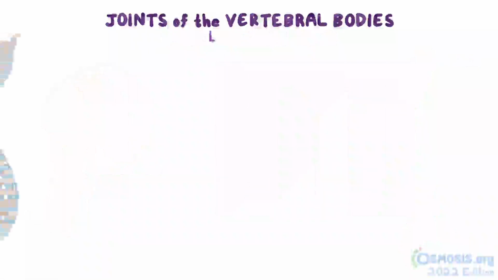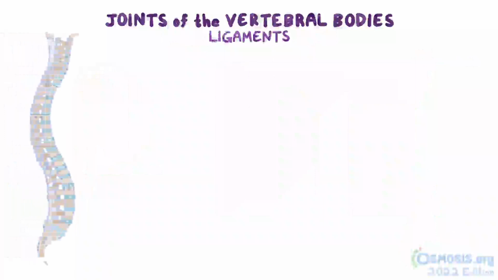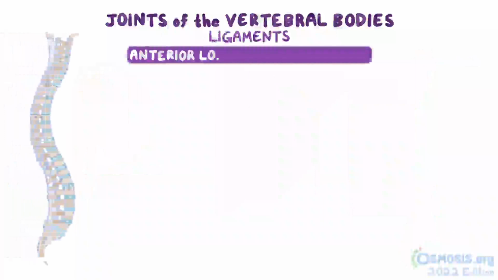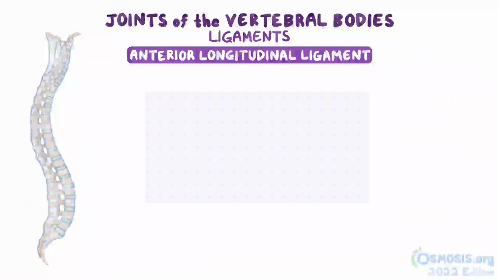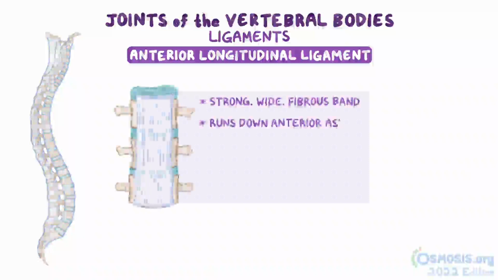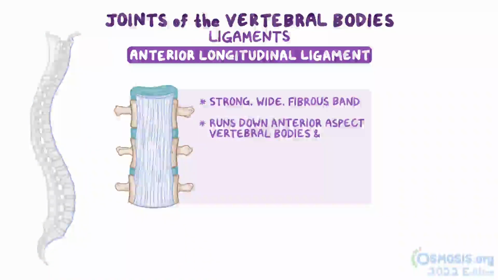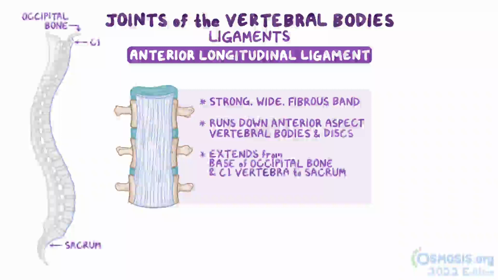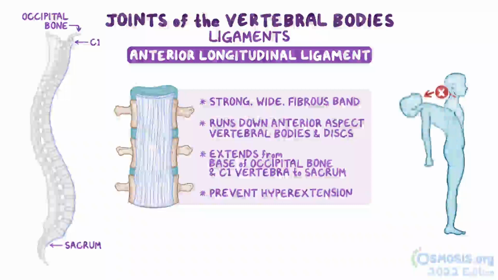Now, there are two key ligaments that help maintain the joints of the vertebral bodies: the anterior longitudinal ligament and the posterior longitudinal ligament. The anterior longitudinal ligament is a strong, wide, fibrous band that runs down the anterior aspects of the vertebral bodies and intervertebral discs. The ligament extends from the base of the occipital bone and the C1 vertebra to the sacrum. Its main role is to prevent hyperextension of the vertebral column.